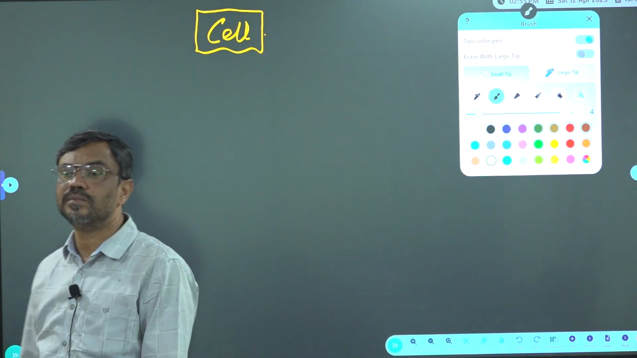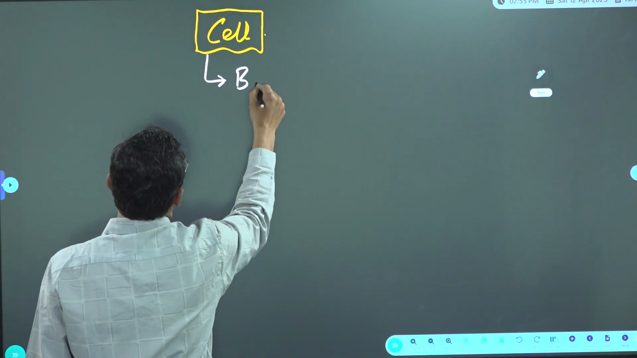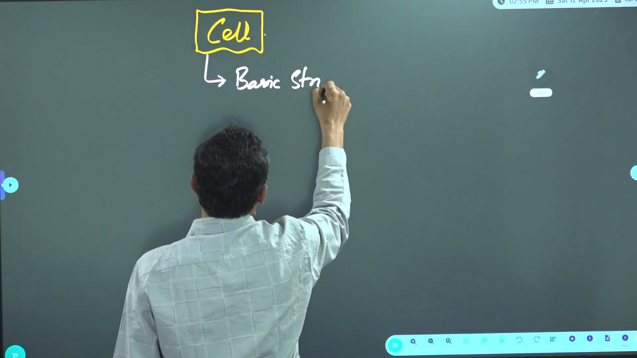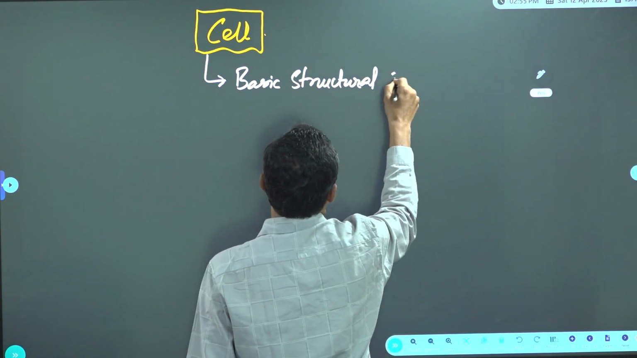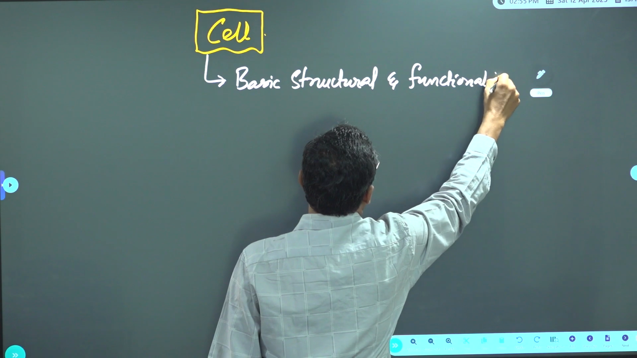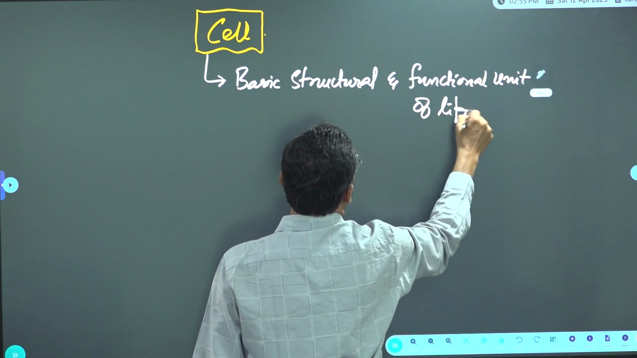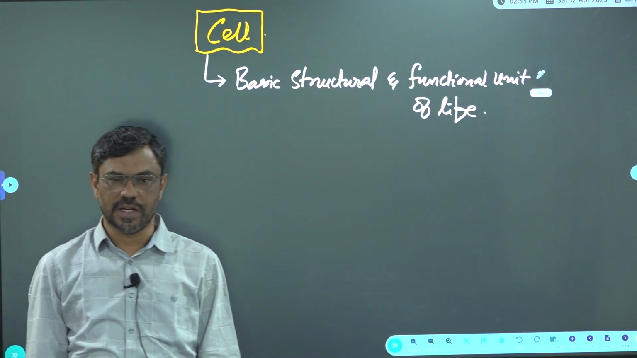So what is a cell? The cell is the basic structural and functional unit of any living organism. Basic structural and functional unit of life. Cell is the basic structural and functional unit of living organisms.